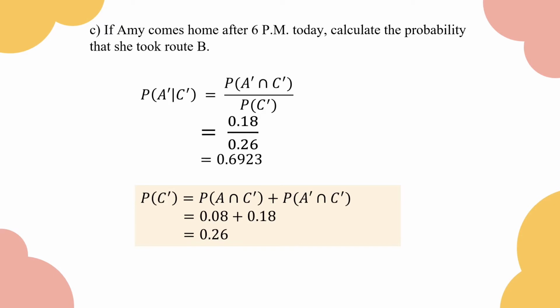So how do we find the probability of C prime? We need to add all the probabilities that consist of C prime, which are the probability of A intersect C prime plus the probability of A prime intersect C prime. Then we get 0.26. Now we can calculate 0.18 divided by 0.26, which is equal to 0.6923.